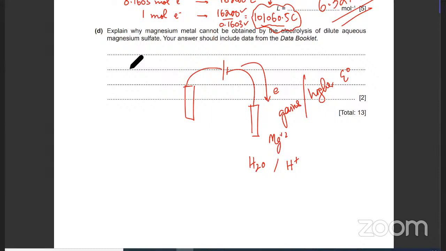Sir, please explain which one is the positive electrode. In electrolysis, you've got a cathode and an anode. The cathode in electrolysis is always the negative one, because it's connected to the negative terminal of the battery, right? And the other one is your positive.